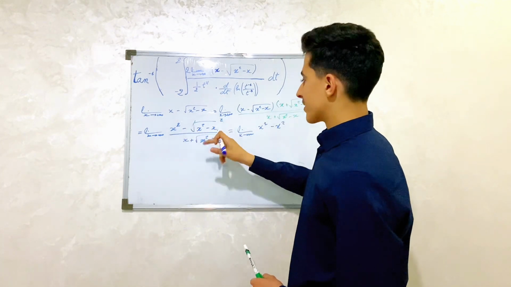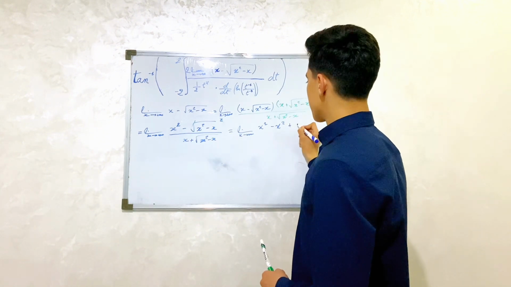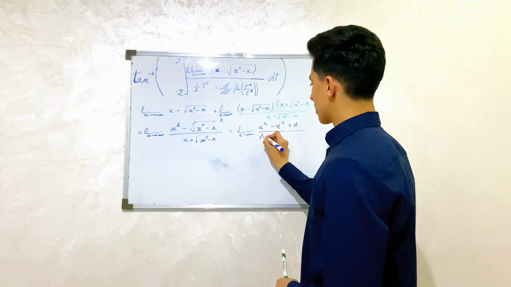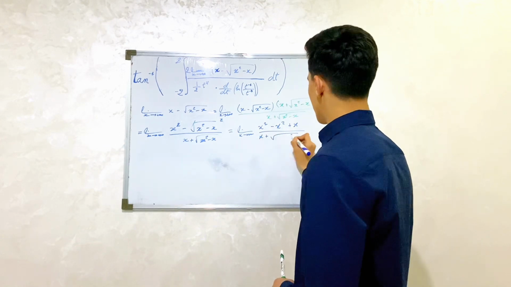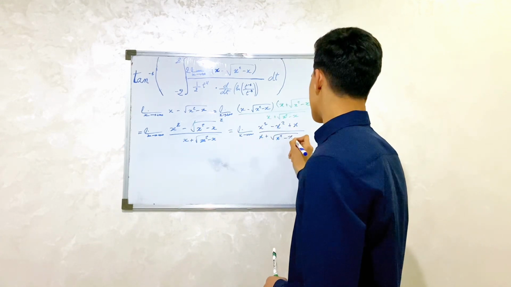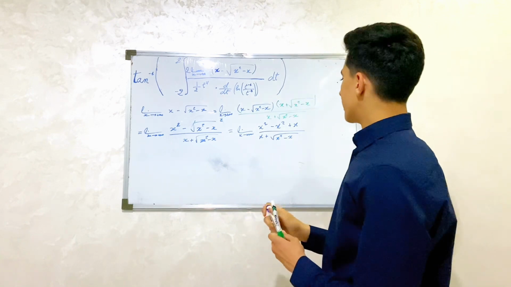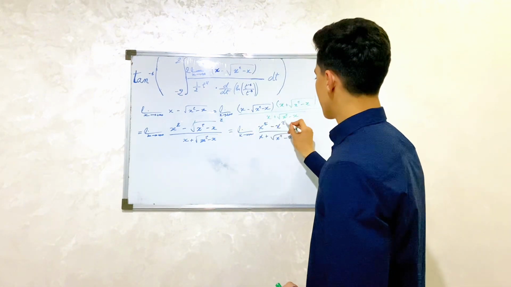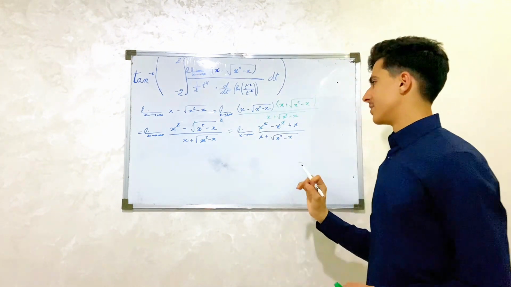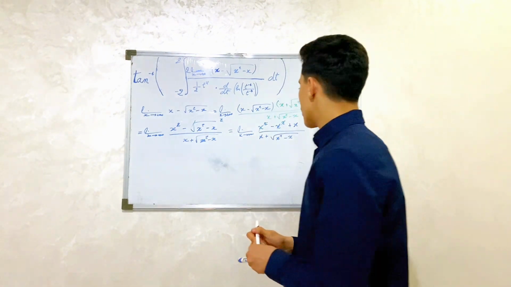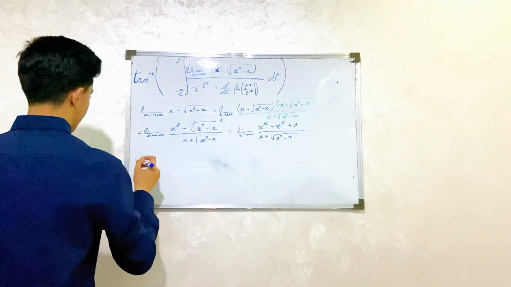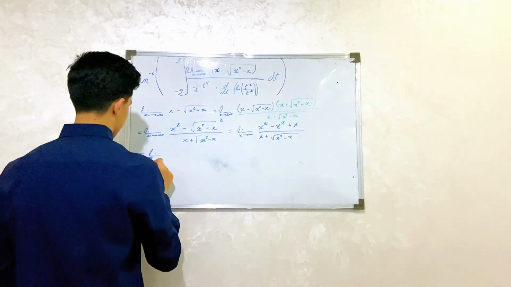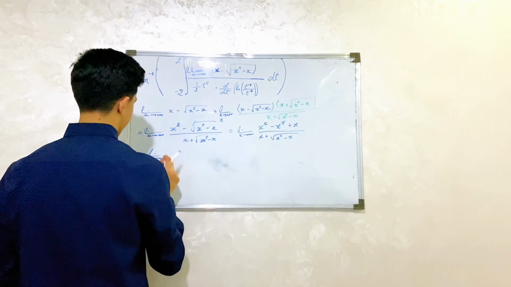Minus with minus gives us plus x, all over this, which is x plus square root of x squared minus x. Now what we can do here, we can cancel out these two here, because a number minus itself is 0. And now we have x on top. Okay.